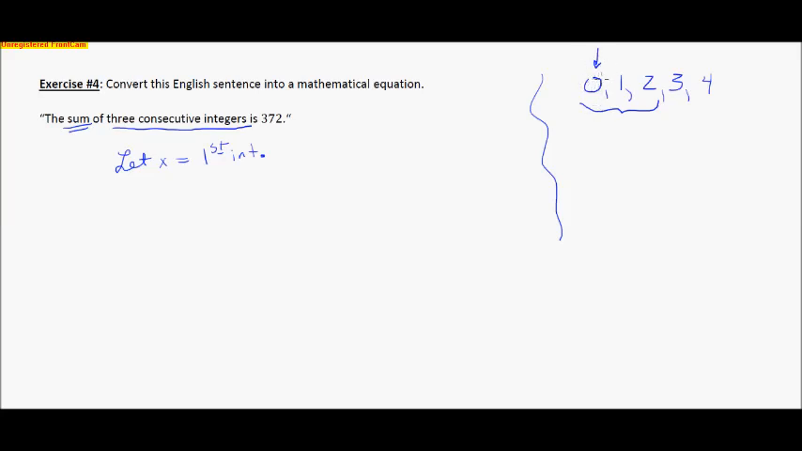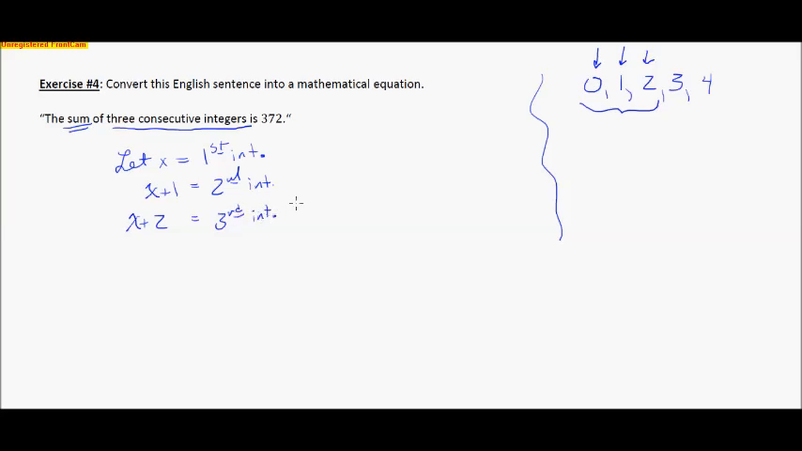Well, how would I get to the next integer? Well, if the next integer is 1, then I simply added 1 to the original. So that means x plus 1 is going to be the second integer. Okay. Well, how would I get to the third integer? Well, if the first one is x, and the next one is x plus 1, well, the third one is x plus 1, which in other words is x plus 2 is the third integer.